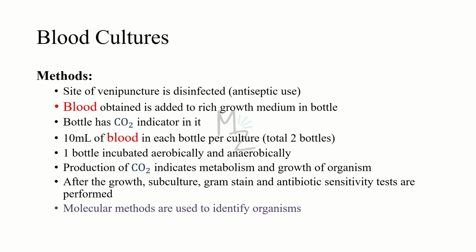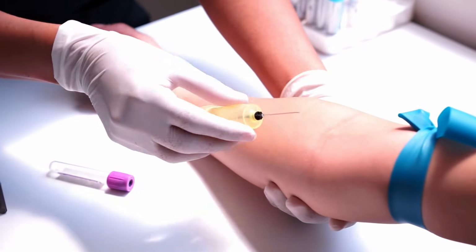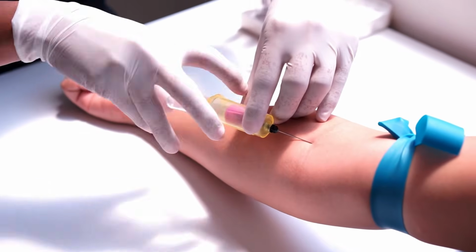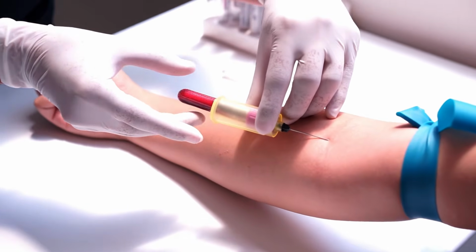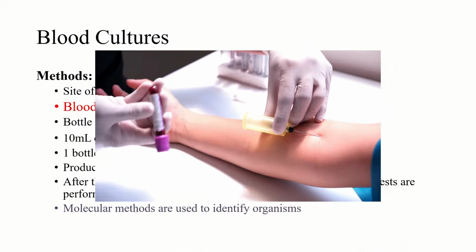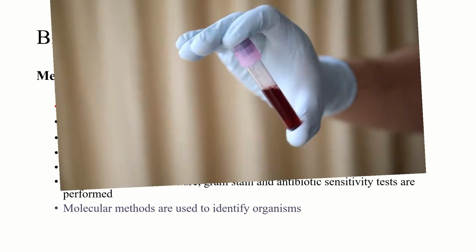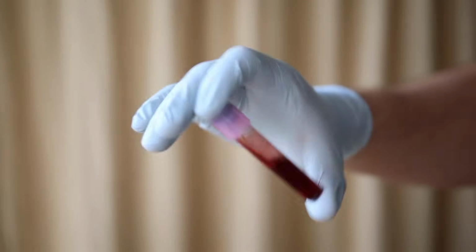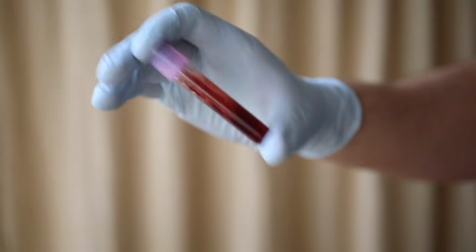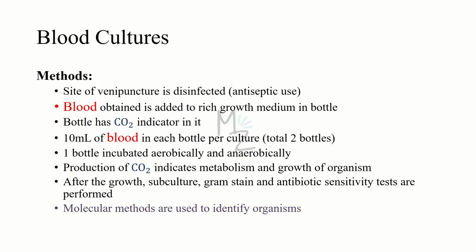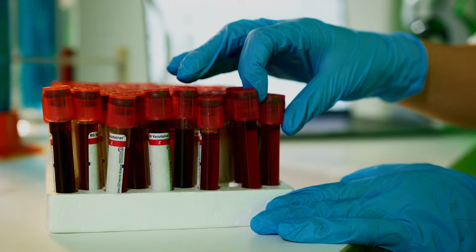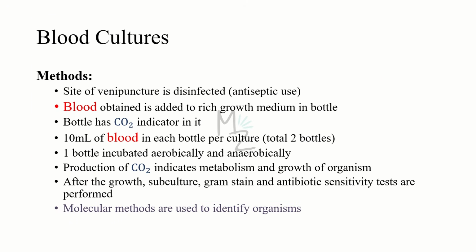The method of blood cultures. For blood cultures, the site for venipuncture must be cleansed by an antiseptic to prevent contamination by members of the flora of skin, usually Staphylococcus epidermidis, and decrease the risk of infection-related complications. The blood obtained is added to a rich growth medium in a bottle that contains an indicator for carbon dioxide production. Standard practice is to inoculate 10 ml of blood in each of 2 bottles per culture set, with 1 bottle incubated anaerobically and 1 bottle aerobically.